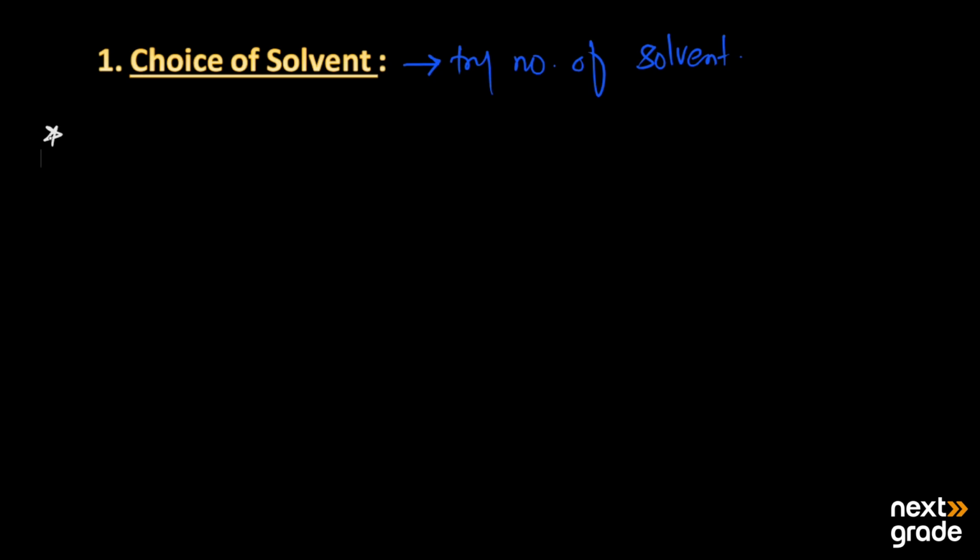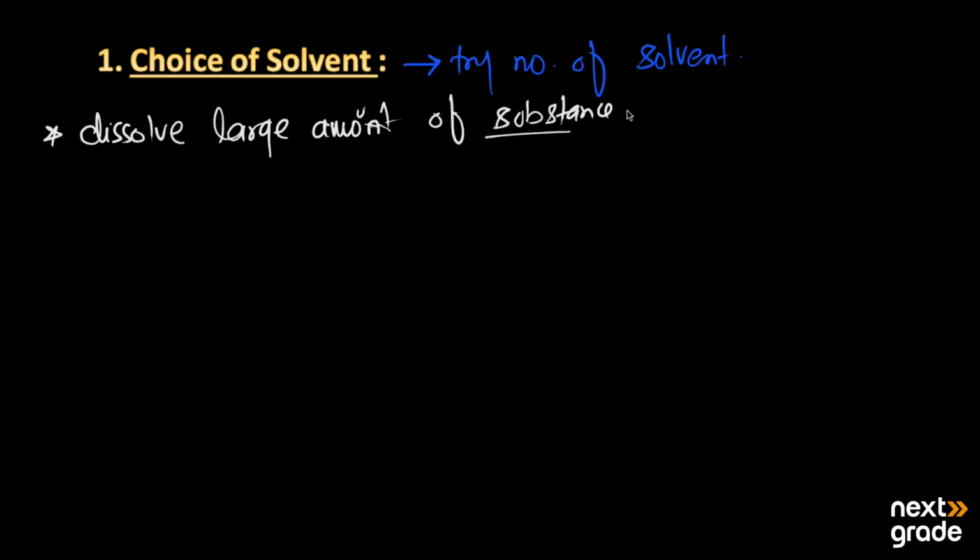So the first main property is it must dissolve a large amount of substances, and we have to keep it in mind that it must dissolve different substances at its boiling point, and only a small amount of substances at room temperature. So this is the first property of the solvent.